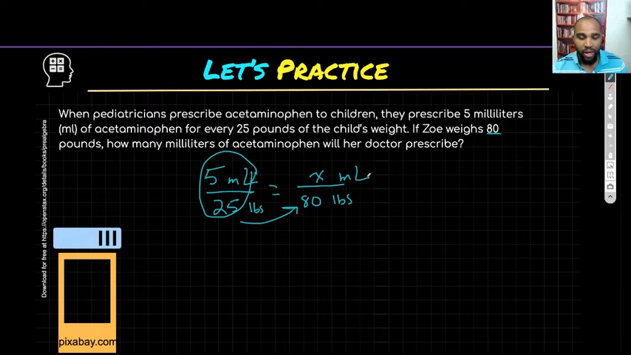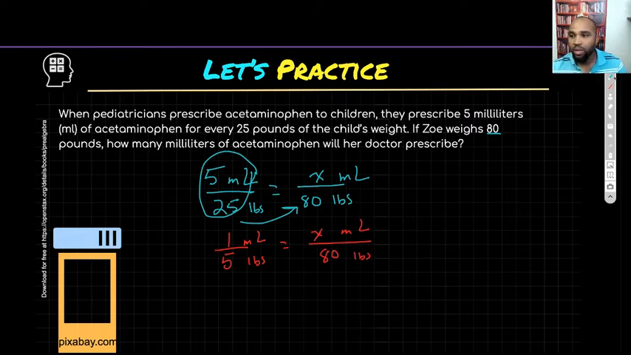So let's do that. One of the things you can do, when I say an equivalent fraction or a fraction that can be simplified, is break it down into a smaller fraction like 1/5, so this would be milliliters and pounds. It makes it a little bit easier. We're going to keep this 80 pounds, nothing I can do with that. Why did I do that? Because when I have a 1 and 5, it's a lot easier to work with.